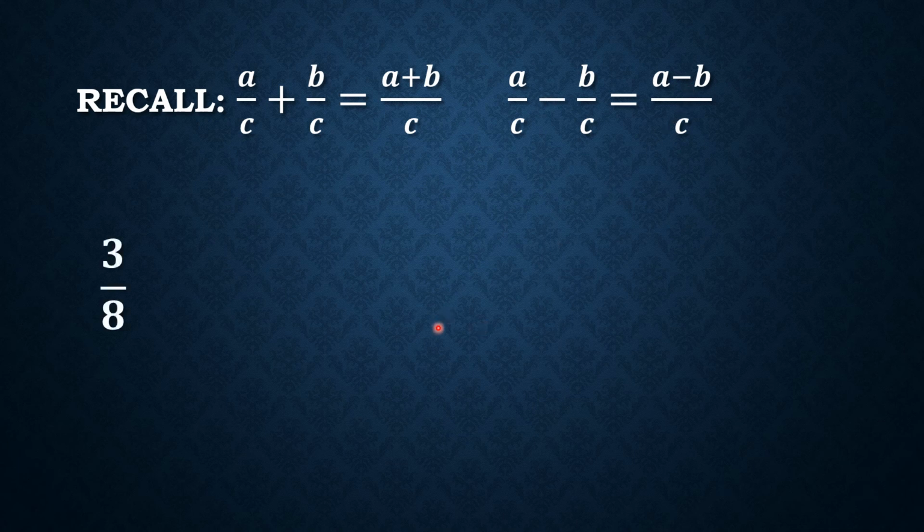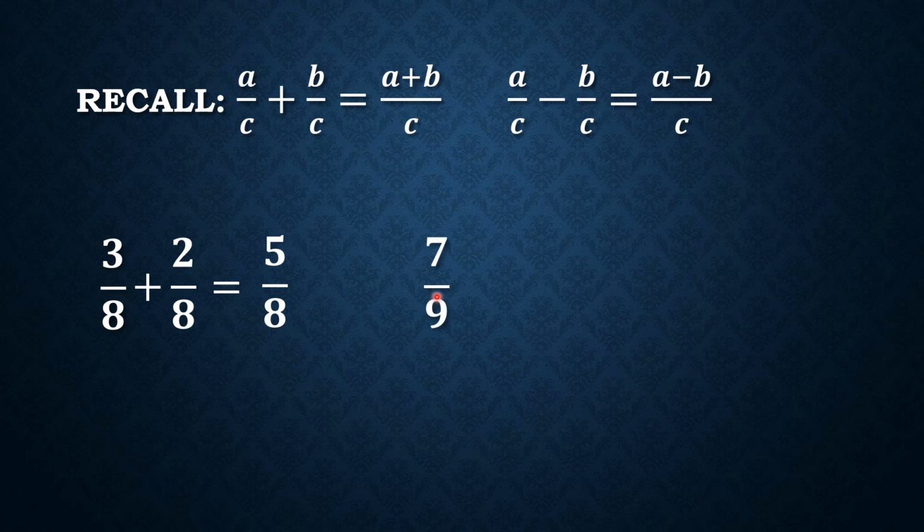For example, let's say 3 over 8 plus 2 over 8. So in this case, mapapansin that 8 is the common denominator. So it means these fractions are similar. So we copy the denominator 8 and then we add the numerators. So 3 plus 2 is 5. So therefore, the answer to this is 5 over 8.